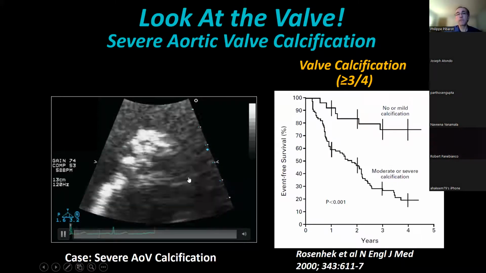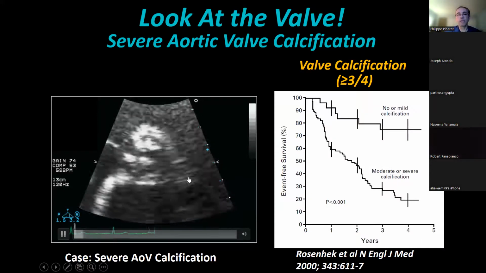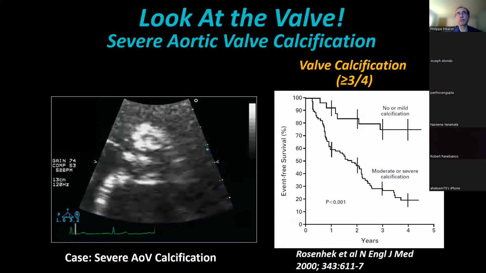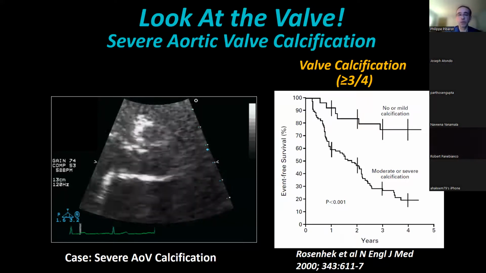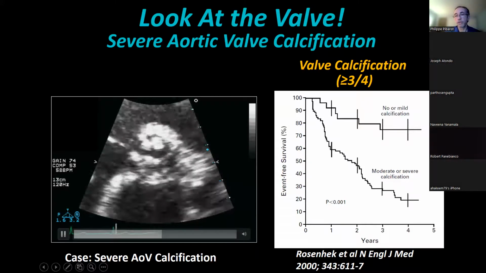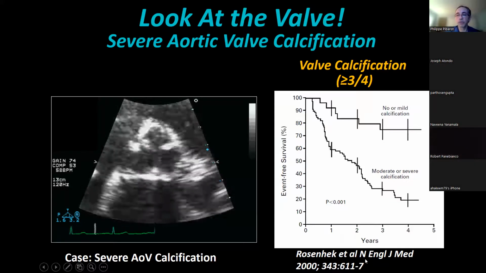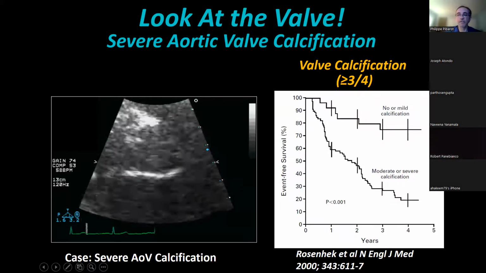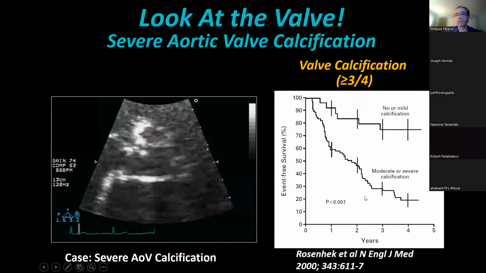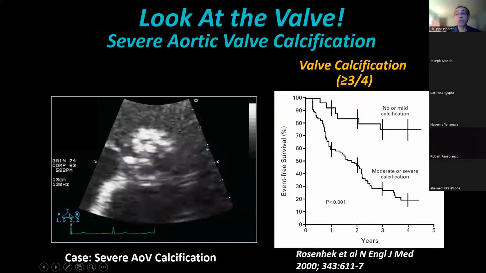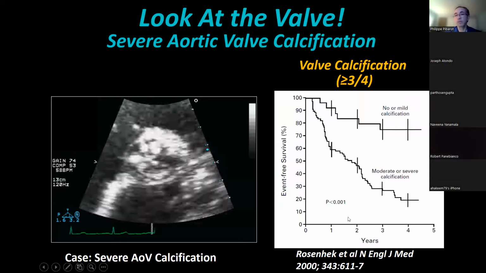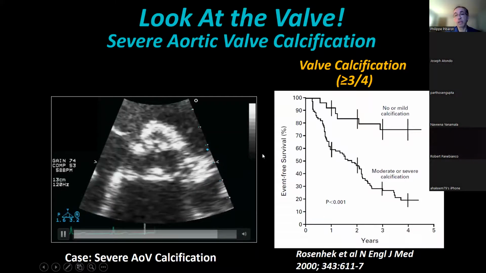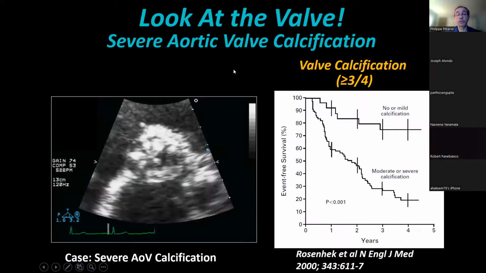So one of the things that is important in this patient is to not only look at the hemodynamic severity, the valve area, the gradient, the velocity, but also look at the valve per se. And we learned that from this seminal paper by Rosenhek and colleagues in the New England Journal of Medicine. If you have moderate or severe calcification, semi-quantitatively assessed by echo, the risk of worse outcome is increased in the asymptomatic patient with severe AS.